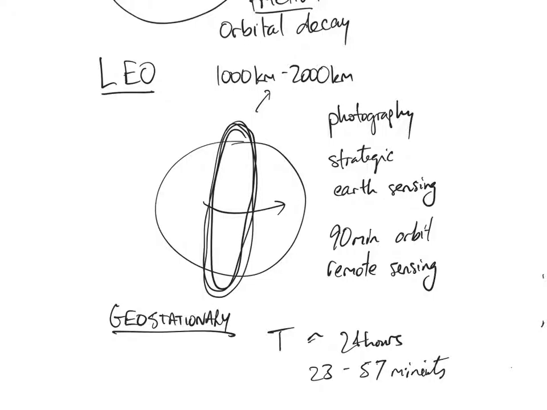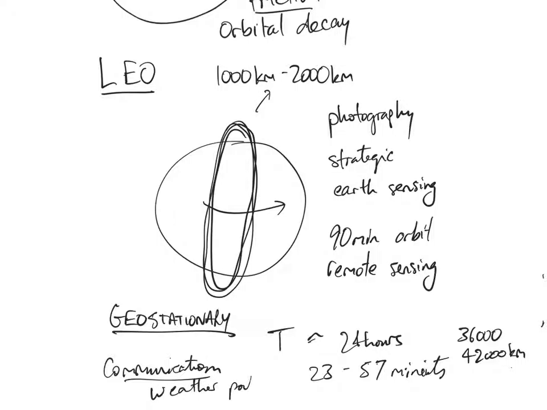Typically much higher, around 36,000 to 42,000 kilometers. So they're way above any interference from the atmosphere. They're useful for communications because they stay over a country and follow that part of the Earth's surface as they move around. Also for weather patterns over a particular country.